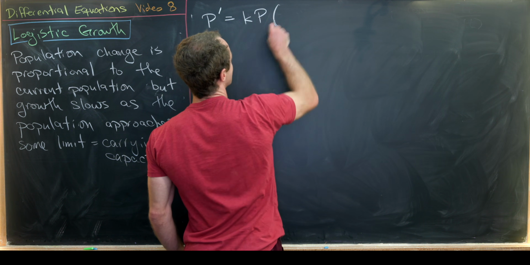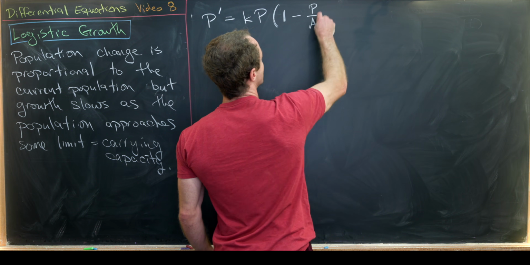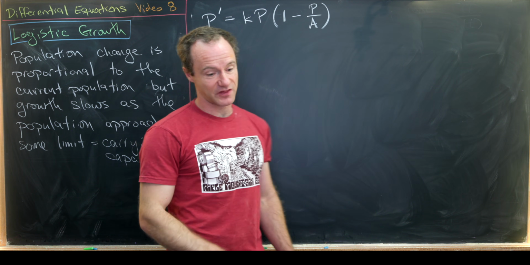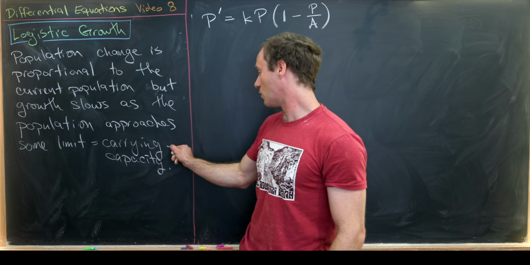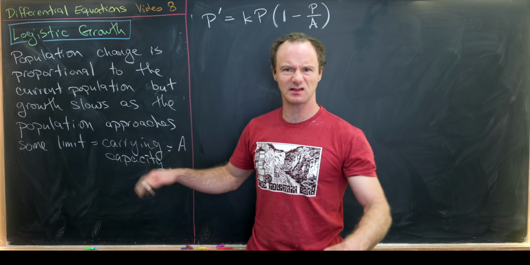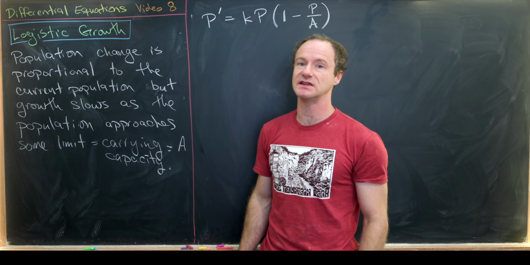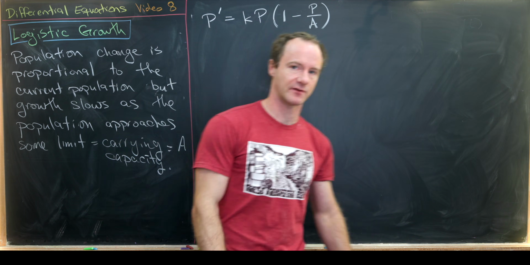And we can maybe write it like this. So this is 1 minus P over A, where A is that thing that we're calling carrying capacity, or that limit over here. So again, that limit of maximum population is known as the carrying capacity in this setting, and we'll use the letter A for that.